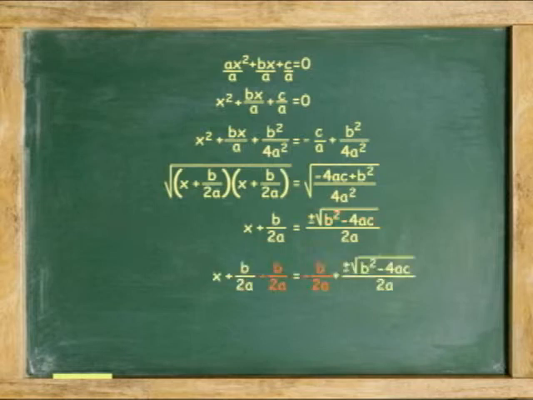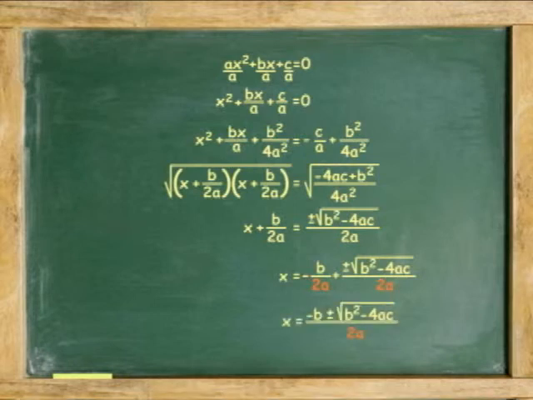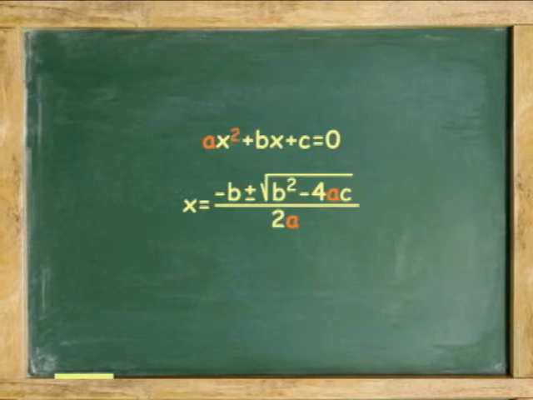Step 6. Solve for x by subtracting b over 2a from both sides. Because both expressions on the right-hand side of the equation have the same denominator, place both numerators over the same denominator. This is the formula for quadratic roots. X is equal to negative b plus or minus the square root of b squared minus 4ac, the whole thing divided by 2a, where a is the leading coefficient, the quadratic term. B is the coefficient of the middle or linear term, and c is the last or constant number.